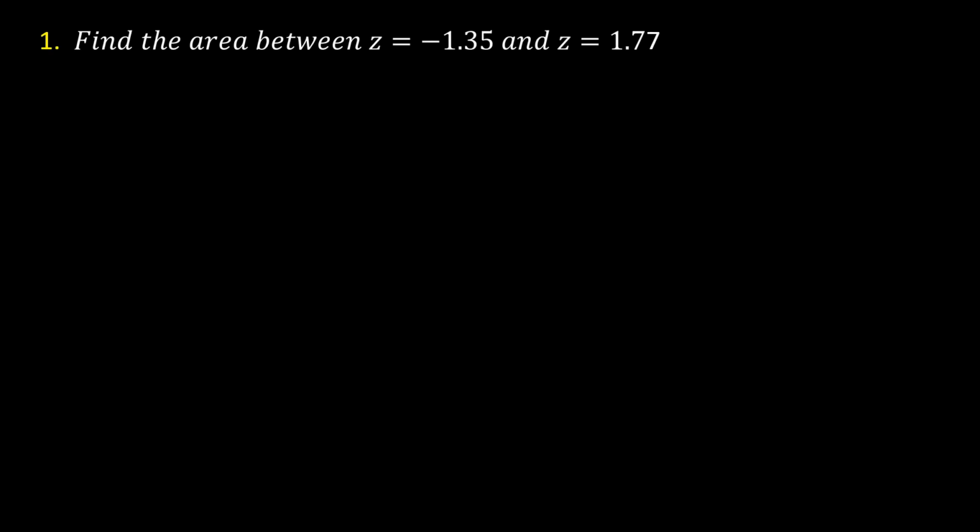Example number 1. Find the area between z is equal to negative 1.35 and z is equal to 1.77. The first thing to do is to sketch the normal curve.